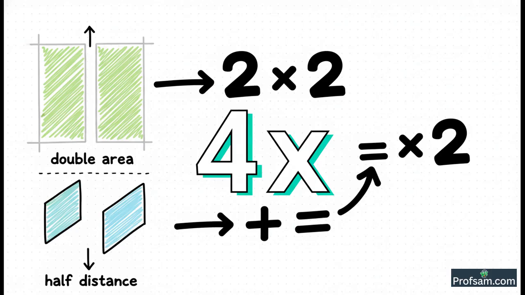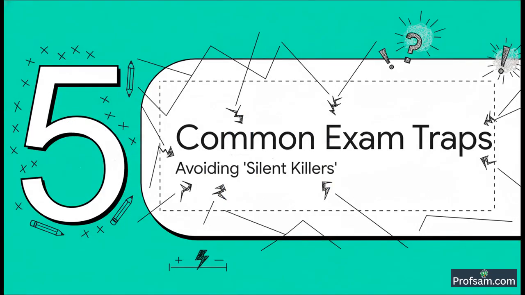4 times! So why? Well, think about it. C is directly proportional to area. So if you double A, you double C. Simple. And C is inversely proportional to distance. So if you halve the distance, you actually double the capacitance again. So you get a times 2 from the area and another times 2 from the distance. 2 times 2 is 4. Easy marks.